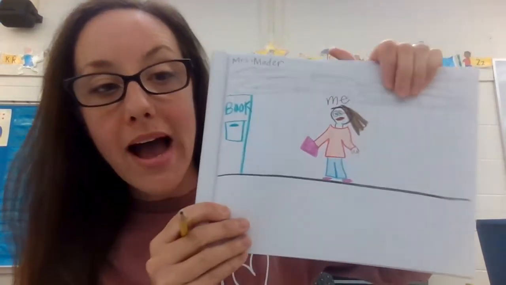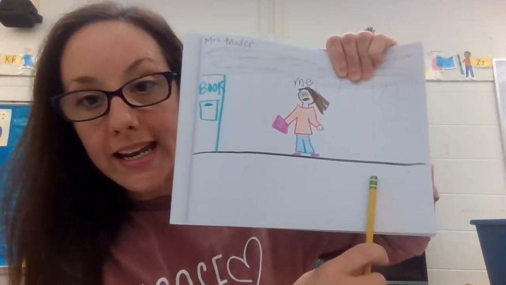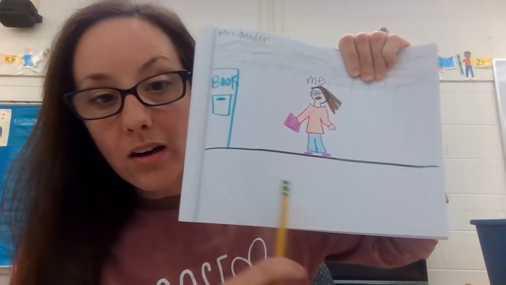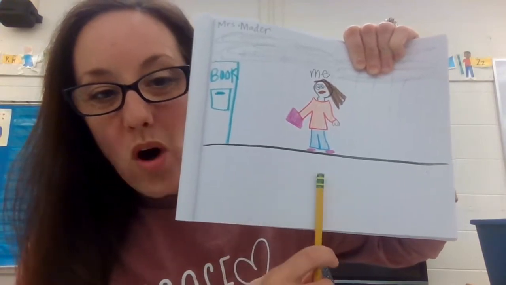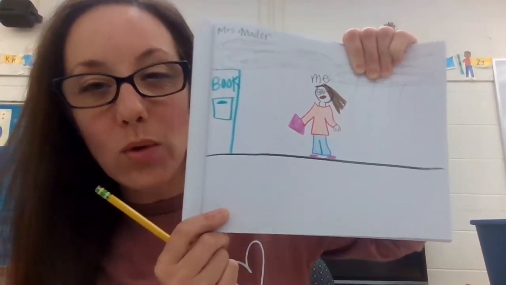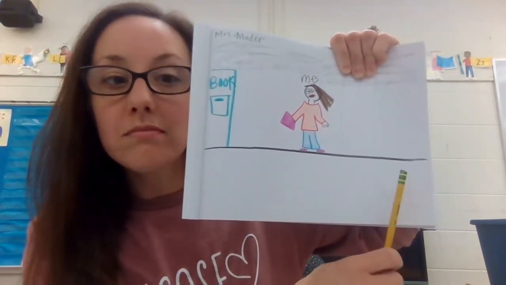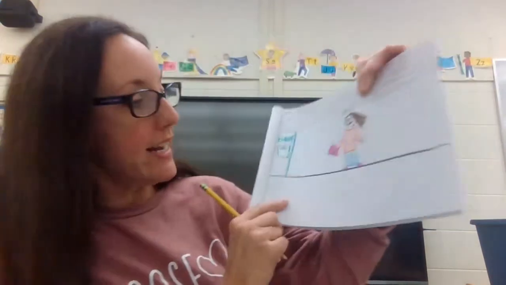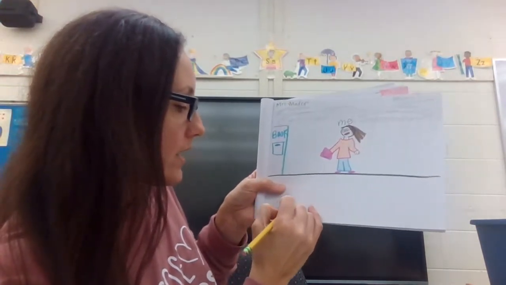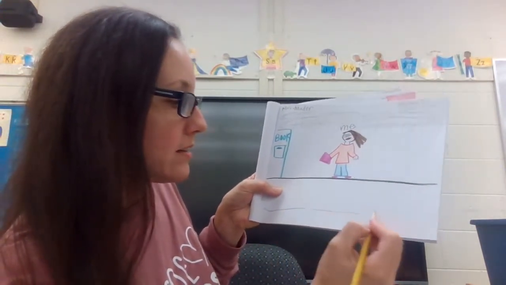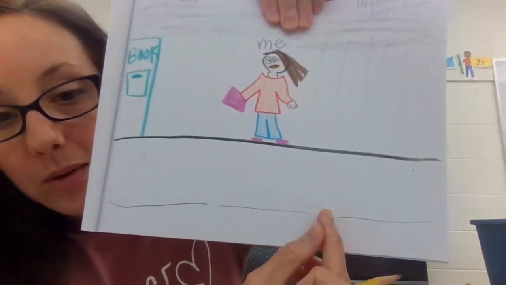Now, I want my sentence to sound like this. It was raining. Let's say it again. It was raining. How many words are in my sentence? Three. So I need to make three helper lines. It was raining. And since I already have a finger space right in there, I'm ready to go.